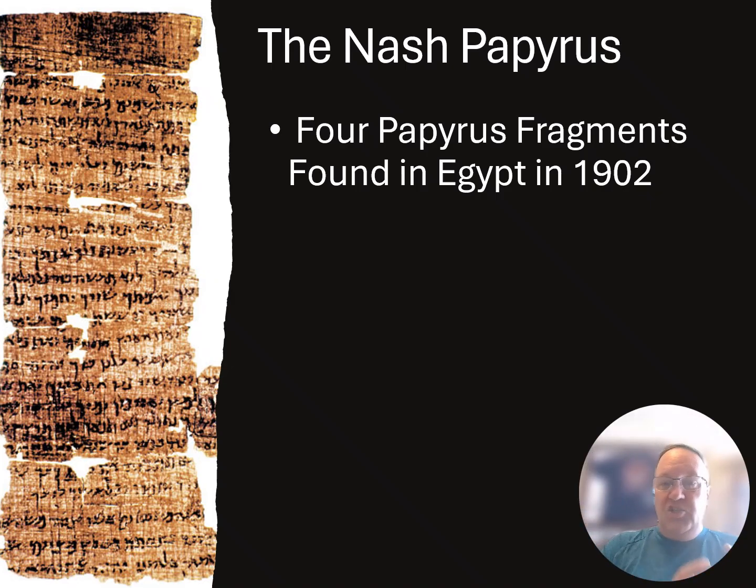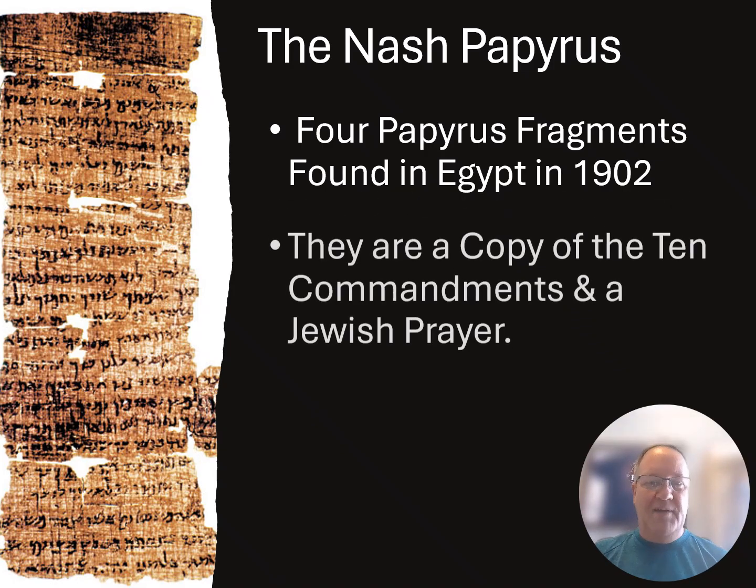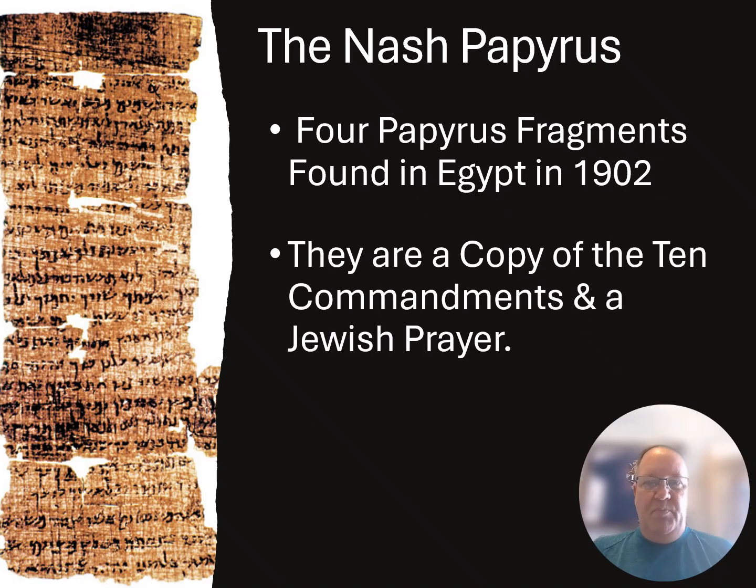Now notice these were found in 1902. So if we had the resources in 1940, yes, this could be a help to us. This would be in existence and could be used in making our copy. But how much help would it be? Well, not a whole lot, because the Nash Papyrus is a copy of the 10 Commandments, and that's it, as far as the biblical books go.